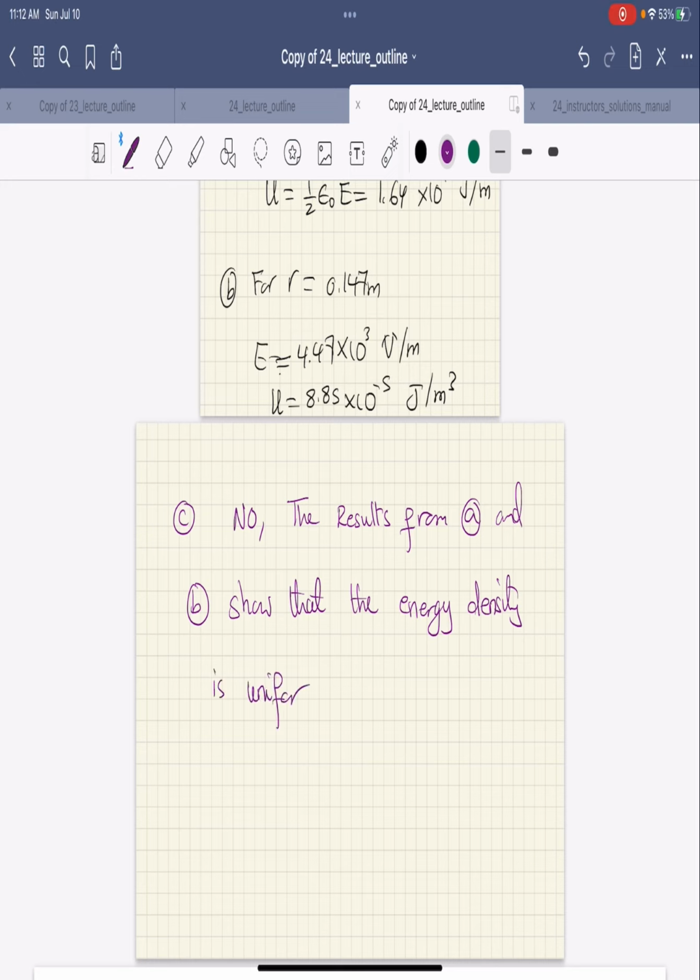The reason is E decreases, or changes, as R increases, and therefore U decreases as well because it depends on E squared.